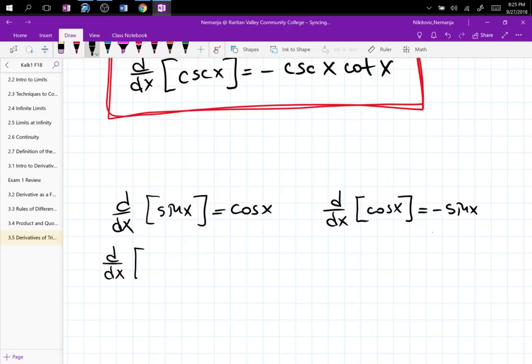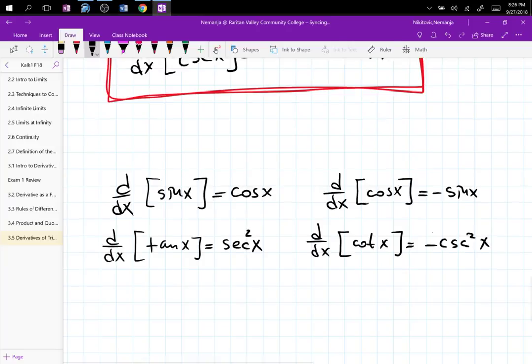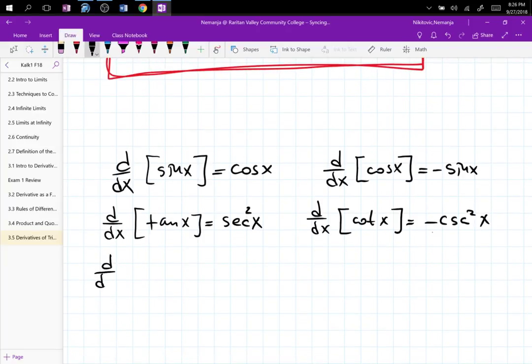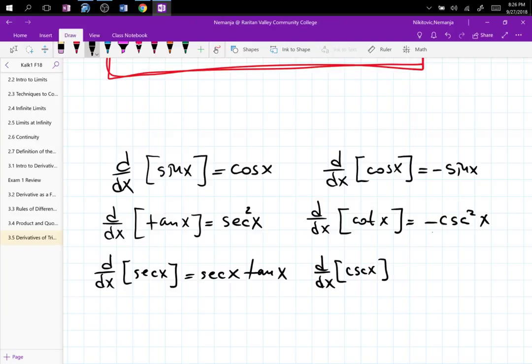The derivative of tangent x is secant squared x. The derivative of cotangent x is negative cosecant squared x. The derivative of secant x is secant x tangent x. Finally, the derivative of cosecant x is negative cosecant x cotangent x.